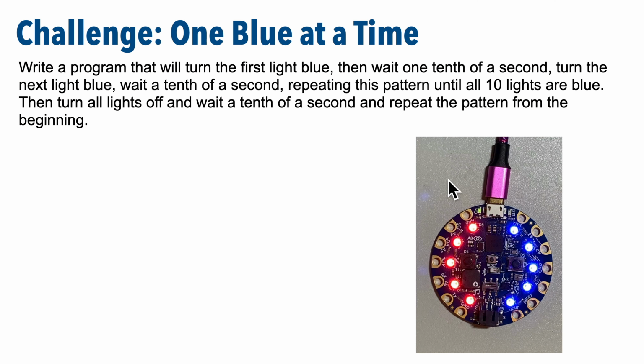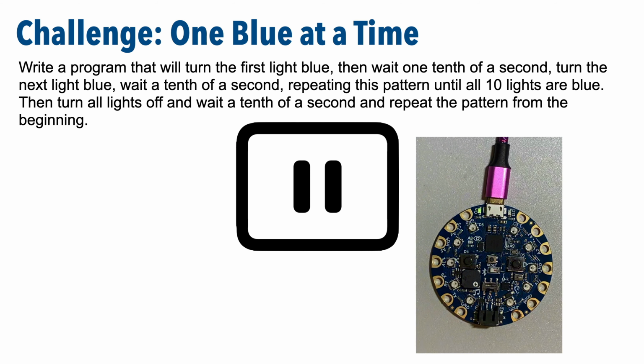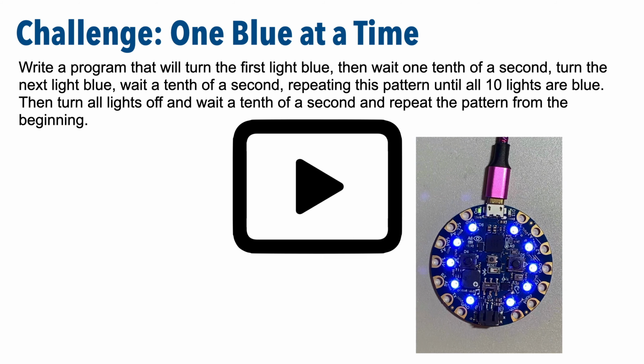So this challenge is one blue at a time. You want to write a program that will turn the first light blue, then wait 1/10 of a second, turn the next light blue, wait 1/10 of a second again, and repeat this pattern until all 10 lights are blue. Then you want to turn off all the lights, wait another 1/10 of a second, and then repeat this pattern from the beginning over and over again. So why don't you give this a shot? Pause. And when you're ready, resume.